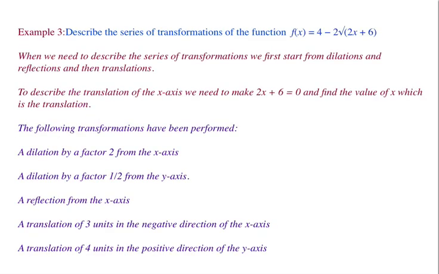The following example shows how we can describe the series of the transformations. So for the function f of x equals 4 minus 2 square root of 2x plus 6, the first transformation that we do is dilate by factor 2 from the x-axis, then dilate by factor a half from the y-axis, then reflect in the x-axis, translate 3 units in the positive direction of the x-axis, and translate 4 units in the positive direction of the y-axis.